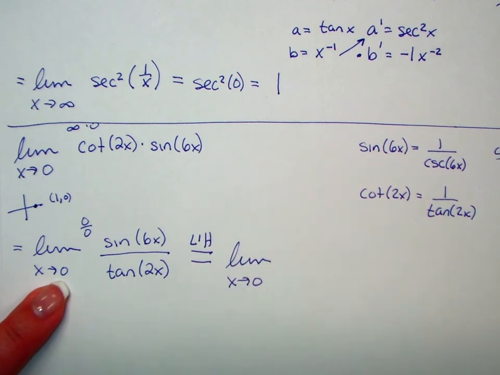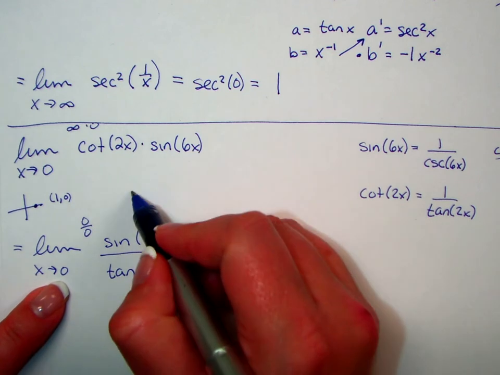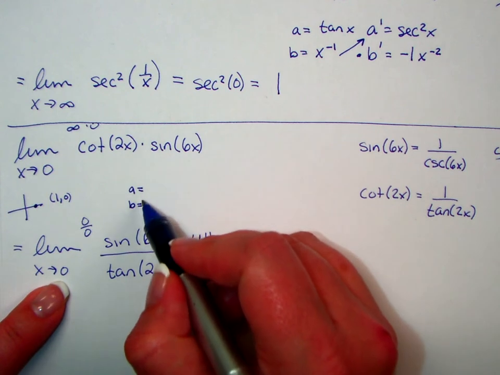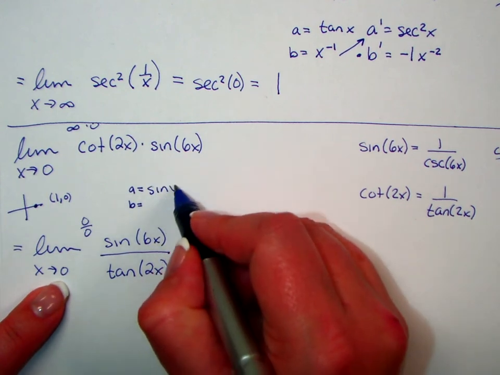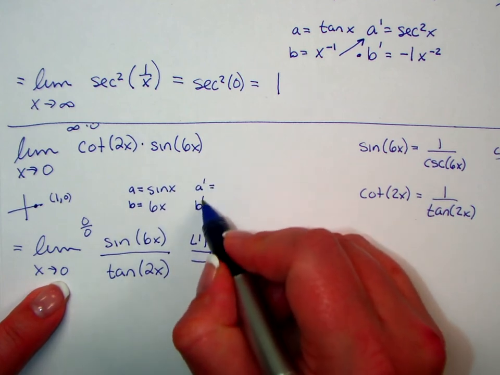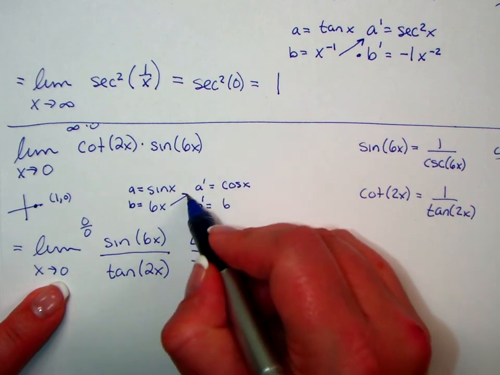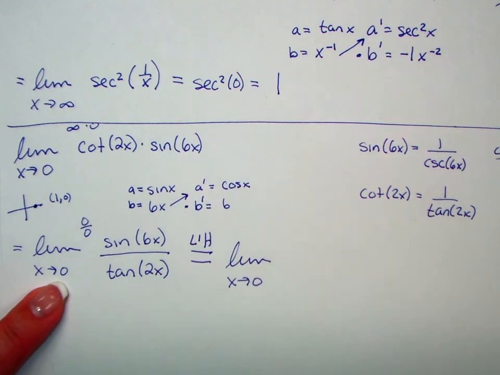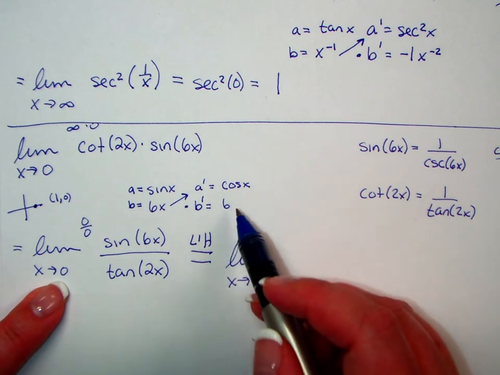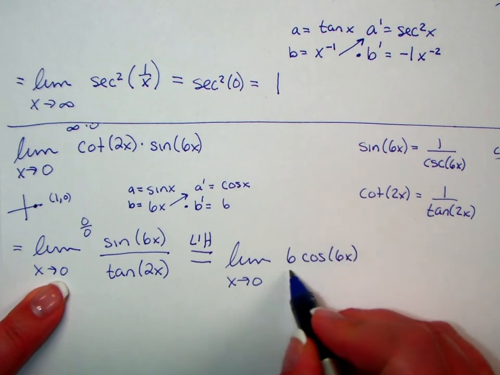Now the derivative of sine of 6x and the derivative of sine of 2x, they're both chain rules. All right, so let me go ahead and show the work. For sine 6x above here, the outside is sine x, the inside is 6x. The derivative of sine x is cosine x, the derivative of 6x is 6. So if I plug into a prime times b prime, I'm going to get cosine of 6x times 6, or 6 cosine 6x. Right?